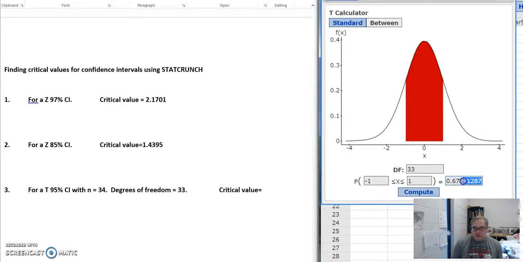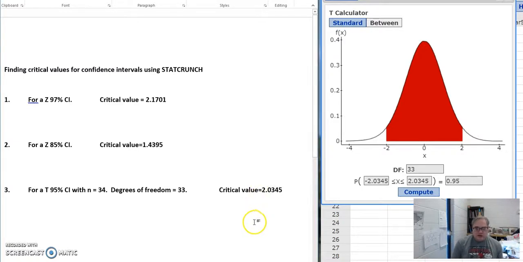Come on. It's fighting me today. There we go. So for this particular case, it'd be 2.0345. Now I want to draw your attention to something here.